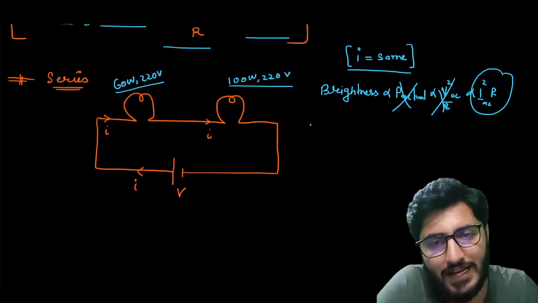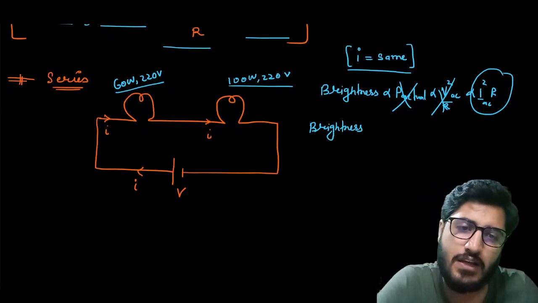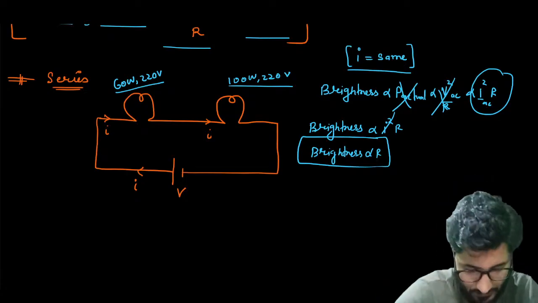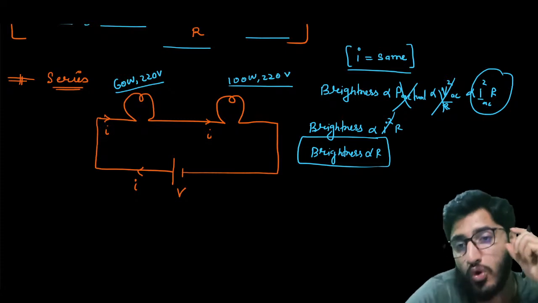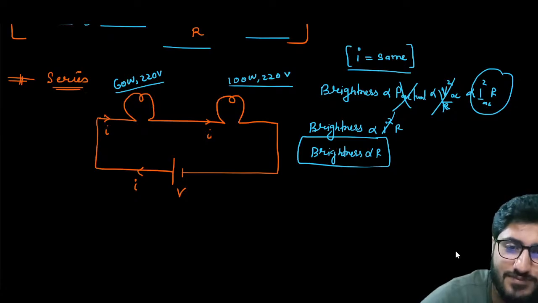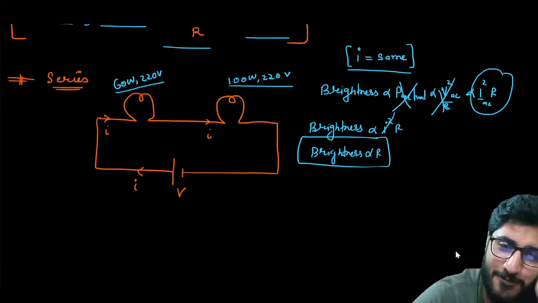Okay. So I can write brightness is proportional to I square into R. I is common in both, so I can write brightness is proportional to R. More resistance, more brightness. So by this equation, you conclude that the more resistance bulb will give more brightness. Done? Okay.